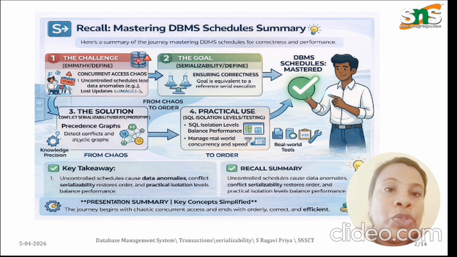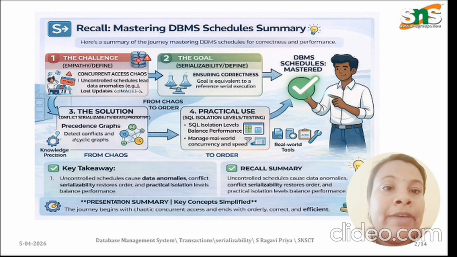So the solution, conflict serializability. We will draw a precedence graph. It detects conflicts, and an acyclic graph means serializable. The practical uses are SQL isolation levels or testing. SQL isolation levels balance performance, and manage real world concurrency and speed.